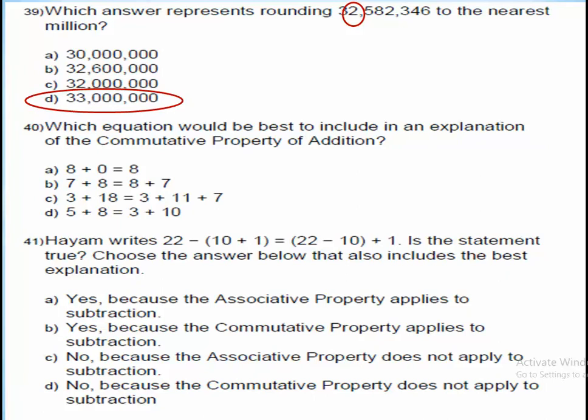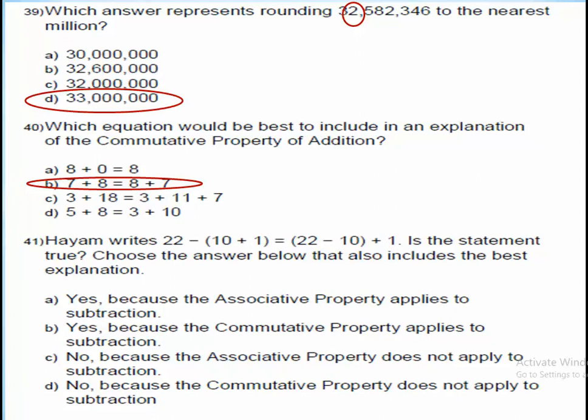Which equation would be the best to include in an explanation of the commutative property? We know that the commutative property is changing the places. 7 plus 8 equals 8 plus 7.